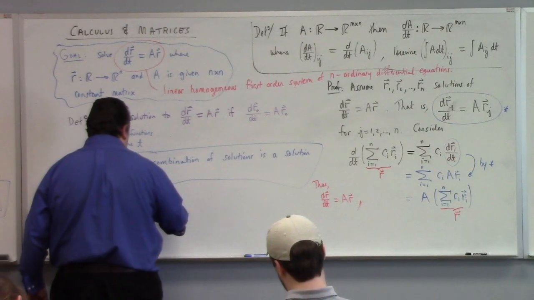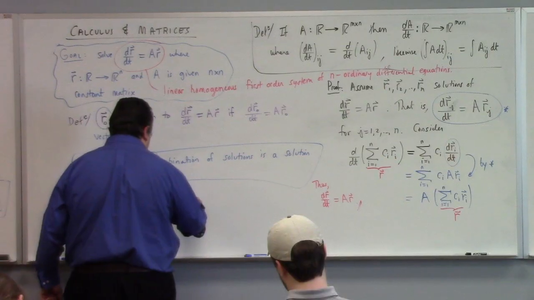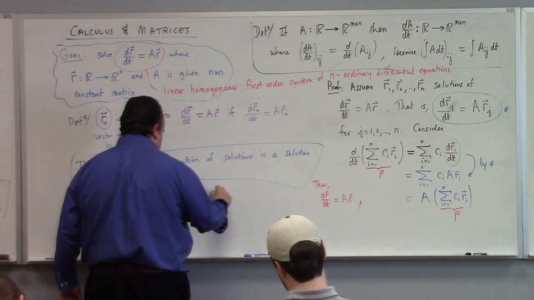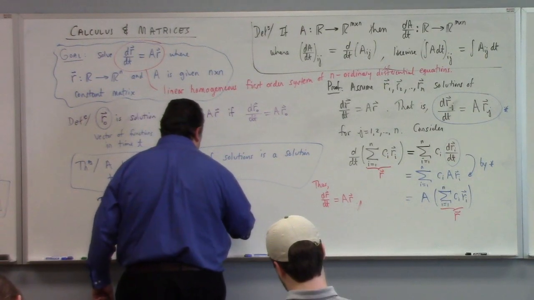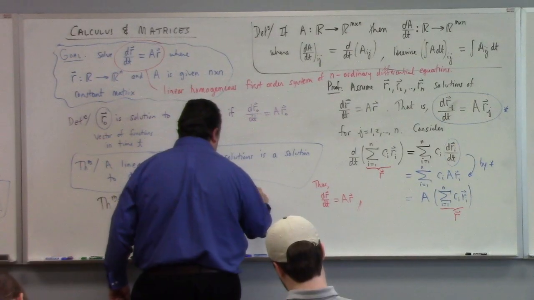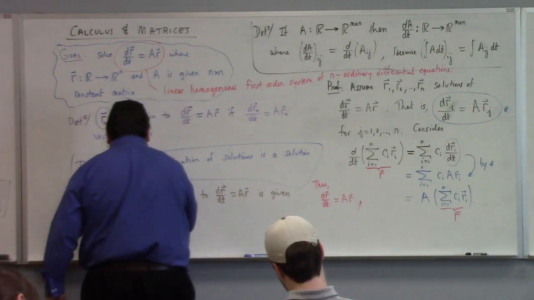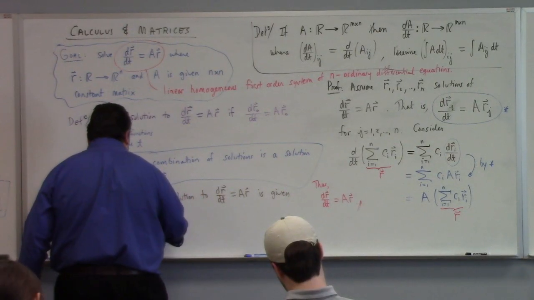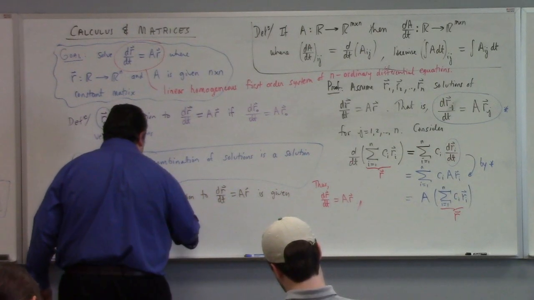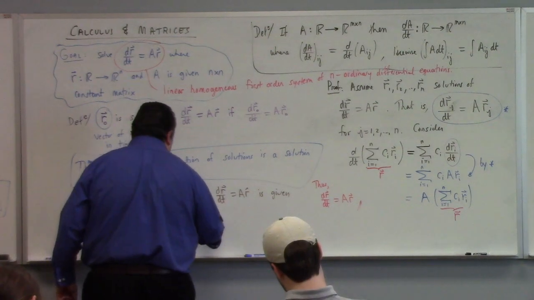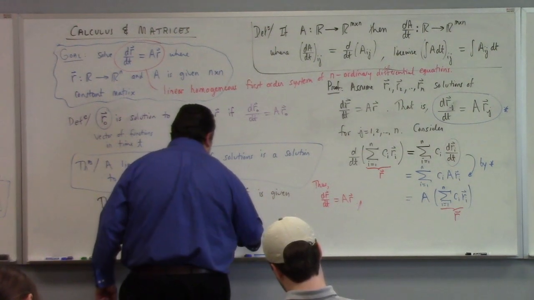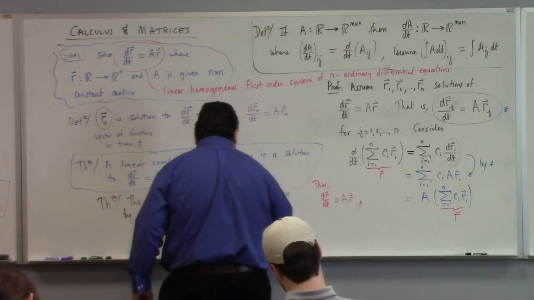The general solution to dr/dt = AR is given by a linear combination of n linearly independent solutions.